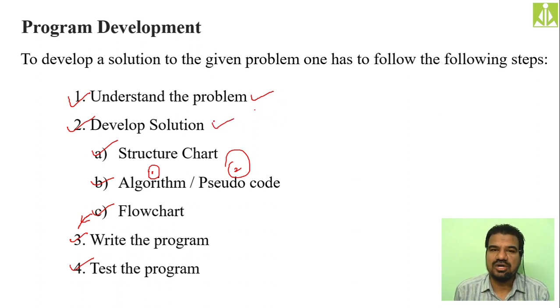So to develop the solution, to develop a plan, they make use of structure charts, algorithms, pseudocode and flow charts. These are all the tools for developing the plan. Once the plan is ready, they will start writing the programs. The third step is writing the programs. Then once the program is written, they will test that program for accuracy, for errors, for problem solution. Testing the program is the last step. So we'll study all these steps one by one in a brief manner.